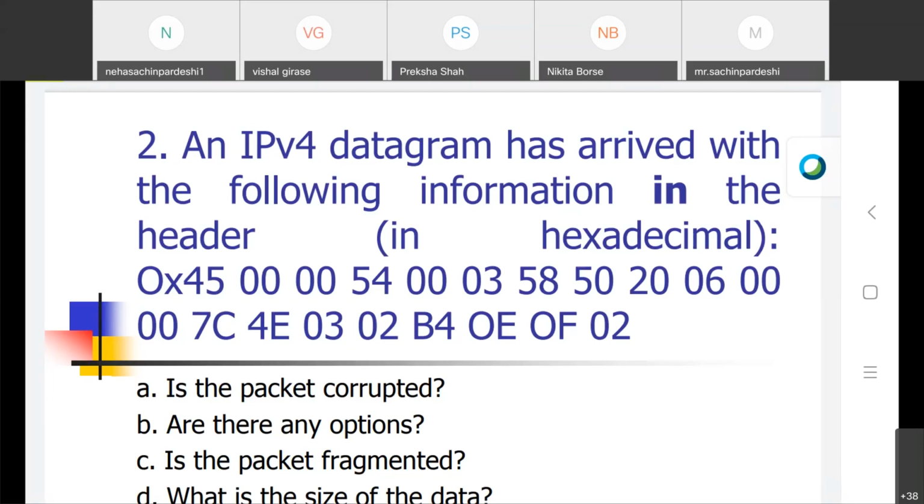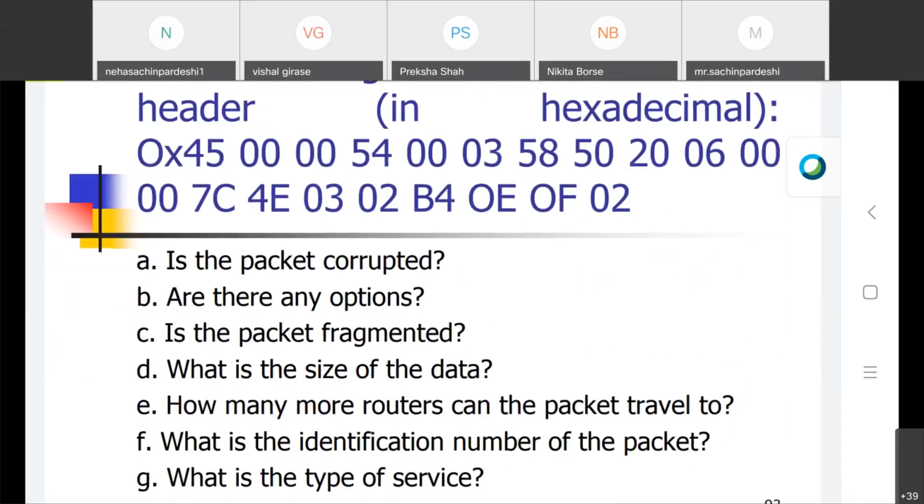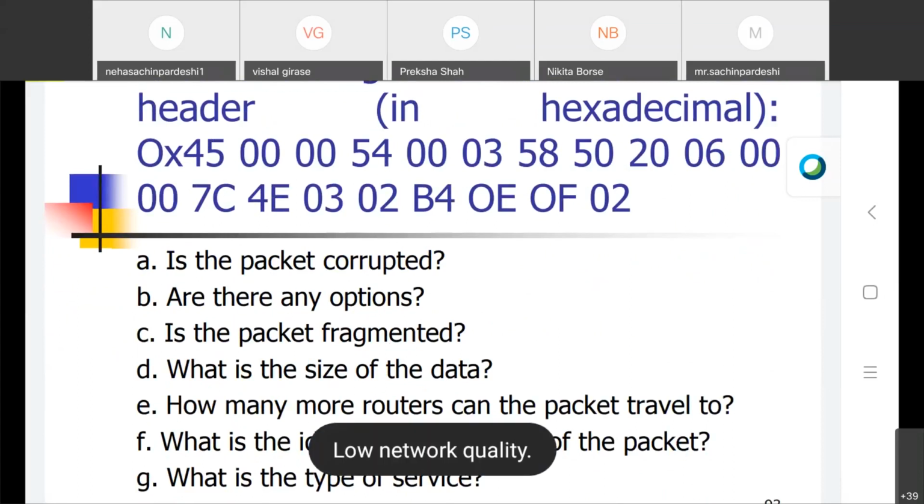It is difficult to explain this problem orally. I will solve this problem on paper and upload the solution through Moodle. It is very simple. We have to write this value in the header format and you will get the answer for these different questions. So I will write this value into the header format and answer all these questions.